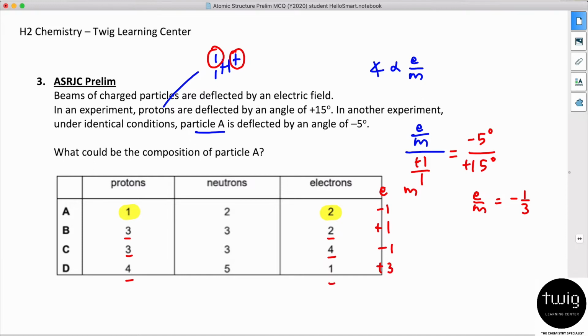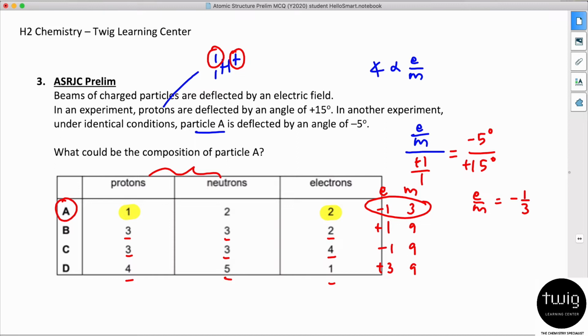Okay, so if you look at the mass, you just sum up the protons and the neutrons. So mass is 3. For the second one, mass is 9, right? 3 plus 3 is 9. 3 plus 3 also 9, all right? And this 4 plus 5 is also 9. All right, so which one gives a charge over mass of -1/3? Actually, the answer is A. Can you see that? Here, okay, 1 divided by 3.